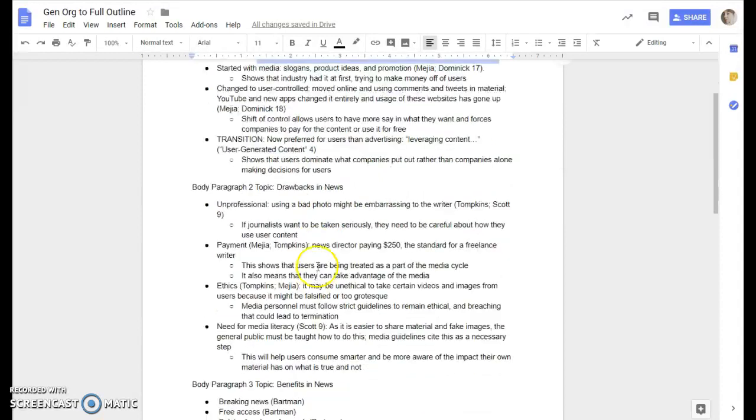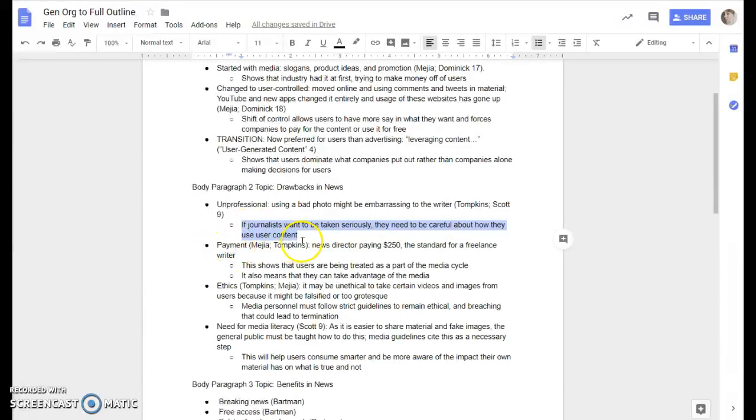Now, if you look at my body paragraph 2, I still need to write a topic sentence here. That's important. Please don't just give me topics. Now, I also want to say that this right here was just the first bullet. I added more information. Using a bad photo might be embarrassing to the writer. And then I explain being taken seriously, being treated professionally. All of those things are important if you want to be professional. So bad photo might make you look bad.